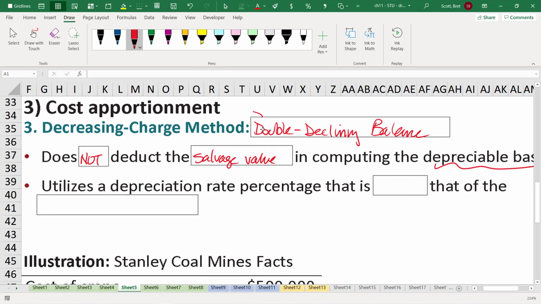This method utilizes a depreciation rate percentage that is double, or 2 times, that of the straight line method. I'm talking about how to deal with that in a second here, but the idea behind this is we're going to depreciate this at a faster rate than simply straight line, but it's not going to be constant. It's not just going to simply be double whatever the straight line depreciation was. It's going to be somewhat of an exponential type of depreciation.